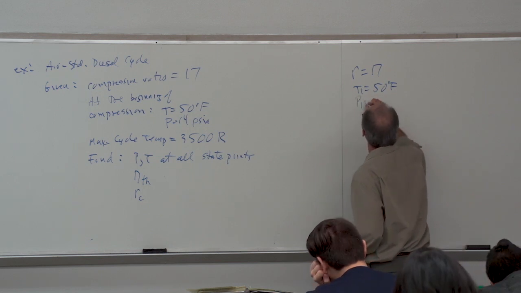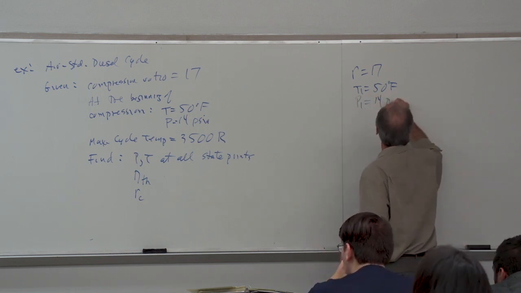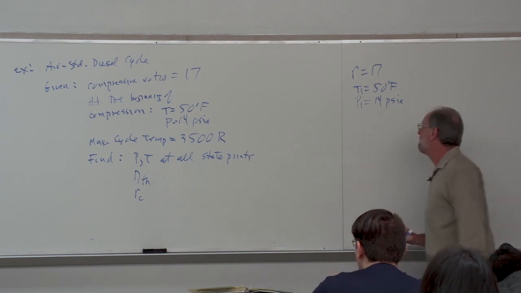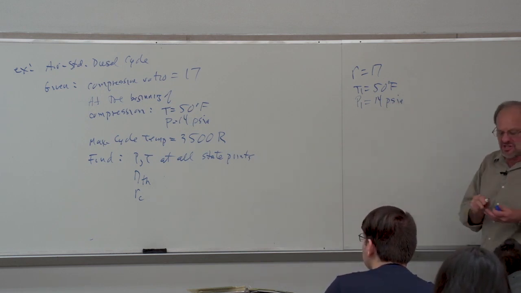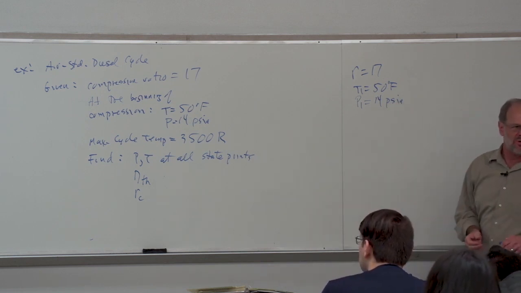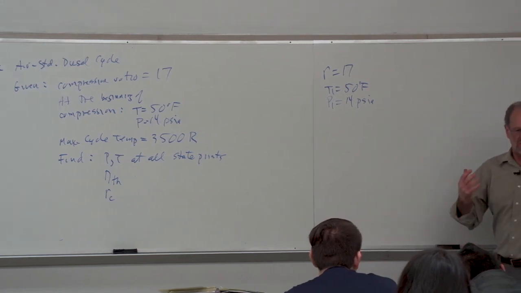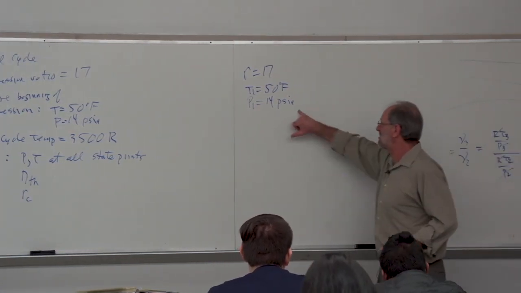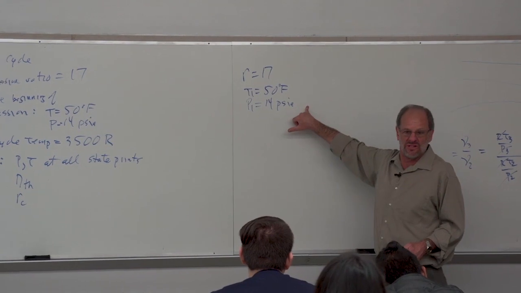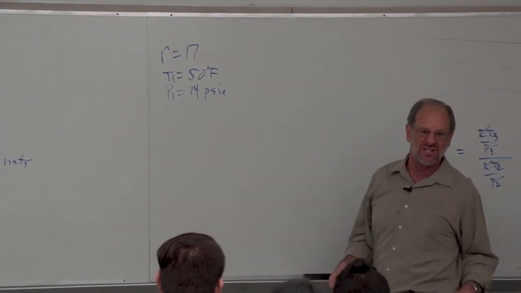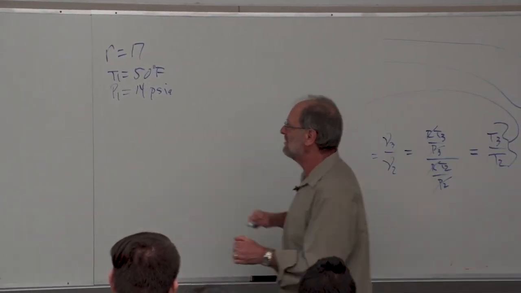We're also given the pressure at that same point, which is 14 psia. So, this would be an engine, let's say, operating in Pomona, right? Here in Pomona, we're close to 1,000 feet above sea level. Our standard atmospheric pressure is not 14.7 like it is at the coast. It's closer to 14. So here's a Pomona problem.